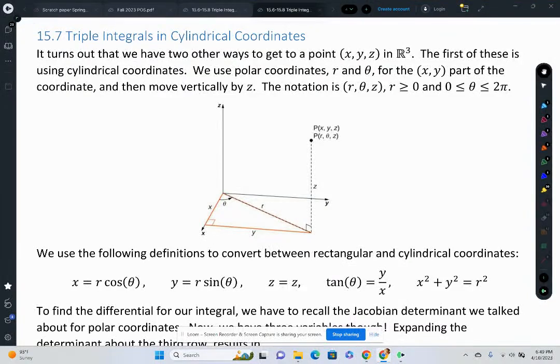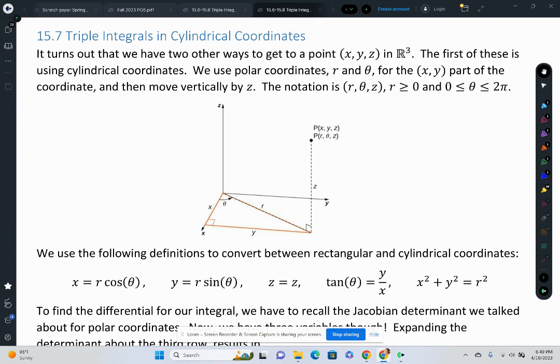Hello, we're back for more triple integrals. This time we're going to be working with cylindrical coordinates, which we already kind of got a sneak peek to in the previous section. But now we're going to come right out and call them cylindrical coordinates.